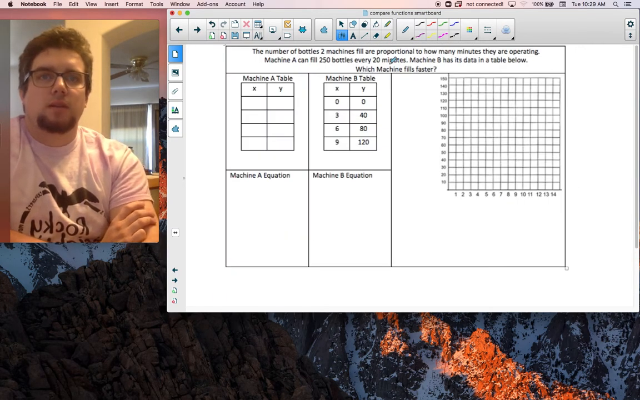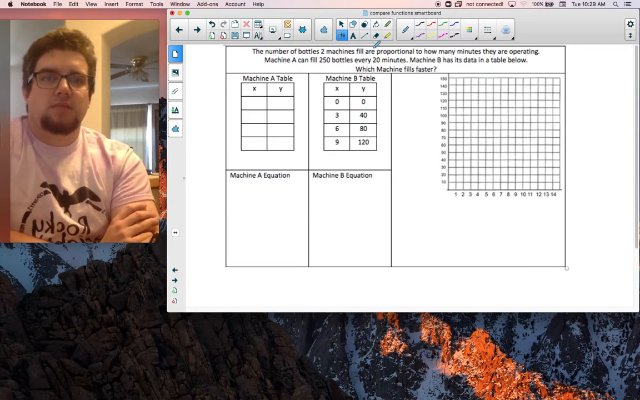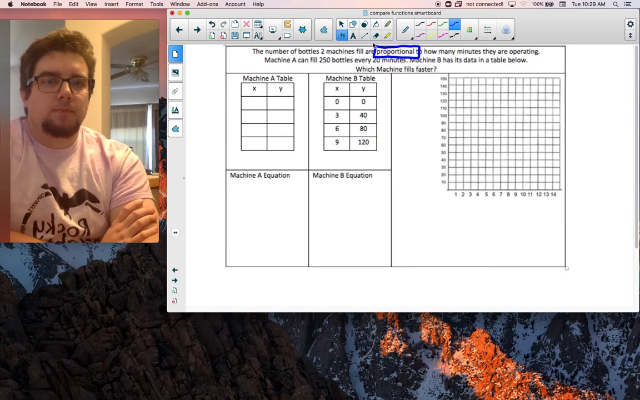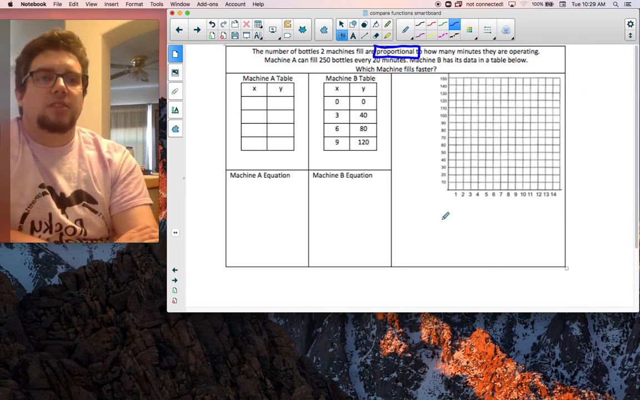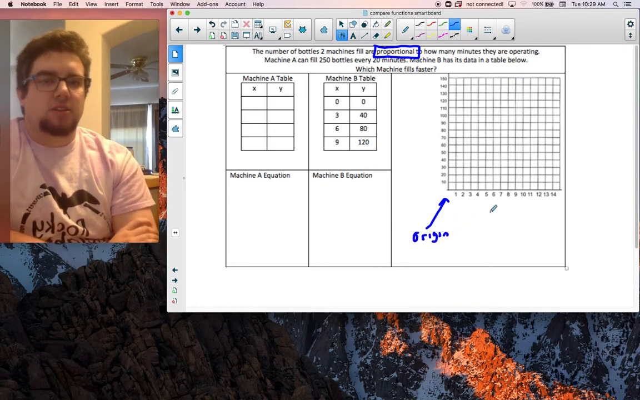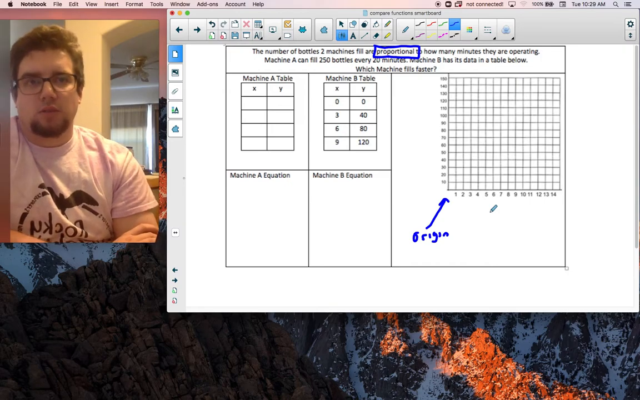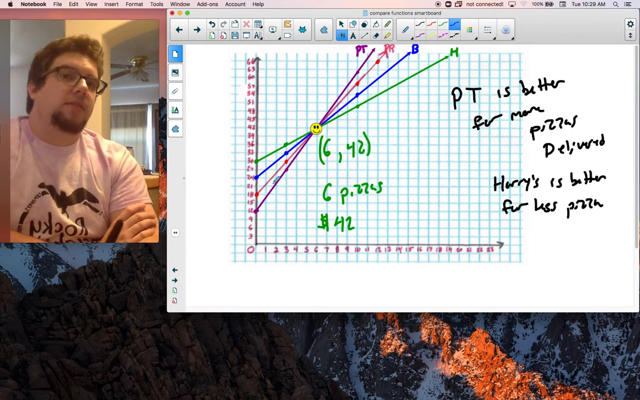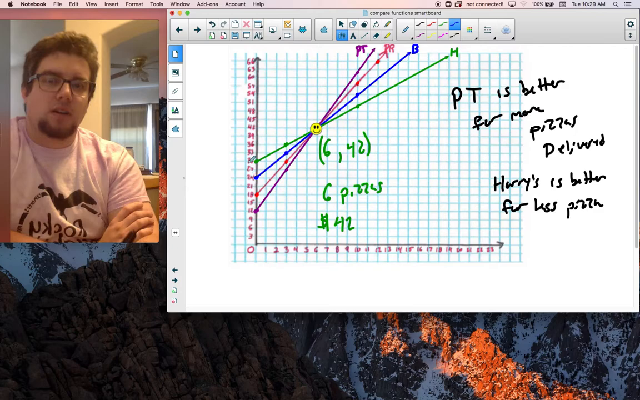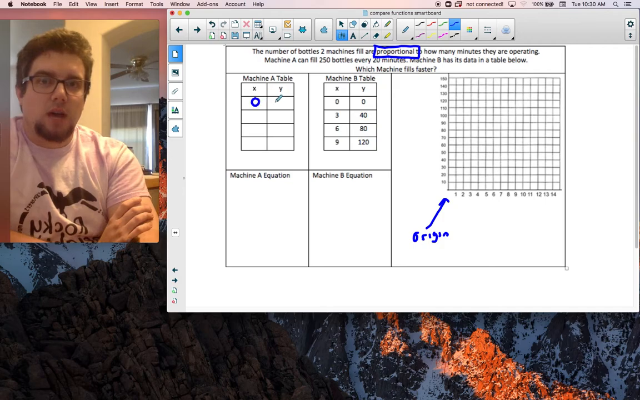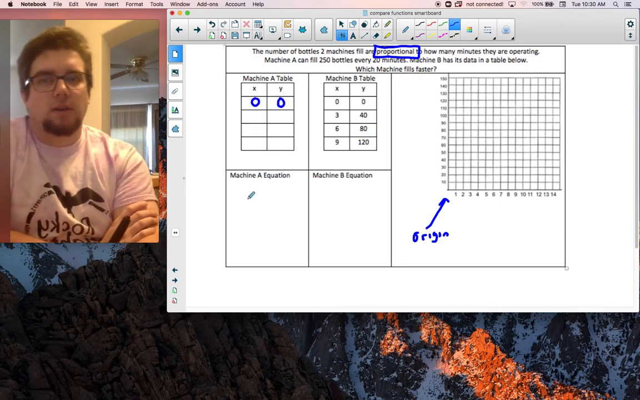All right, last one. The number of bottles two machines fill are proportional to how many minutes they are operating. Now, last year in 7th grade, you talked about proportional relationships. Proportional relationships have to start at the origin. You can't have a proportional relationship if you don't start at the origin. So technically, all of these graphs are not proportional because they did not start at 0. But because of that, we know that this table automatically gets the point 0, 0.